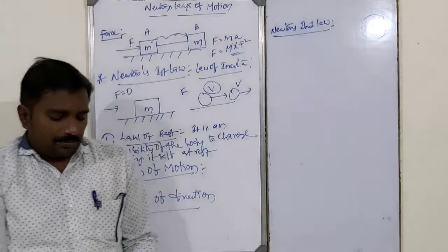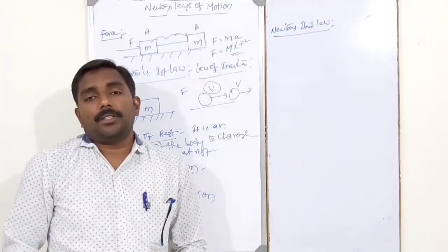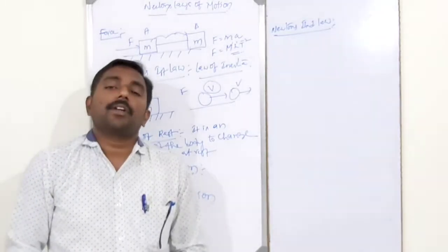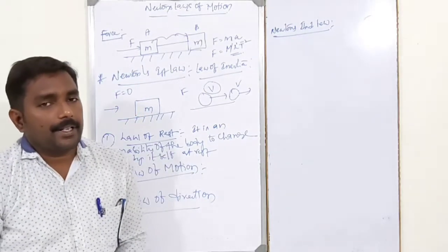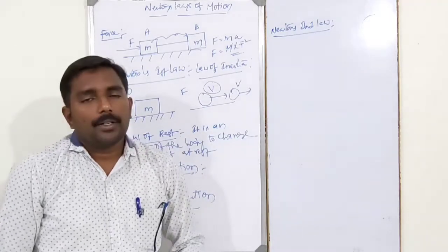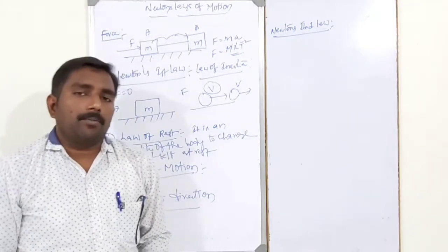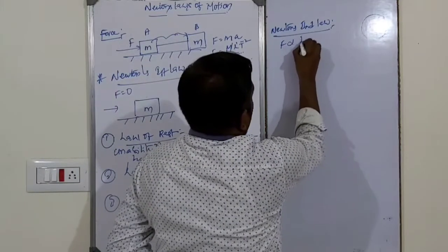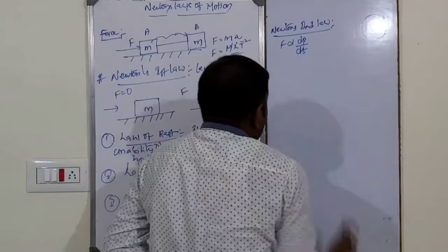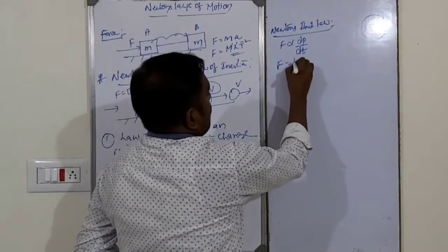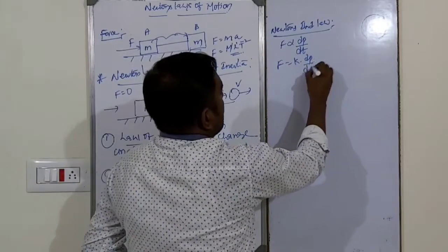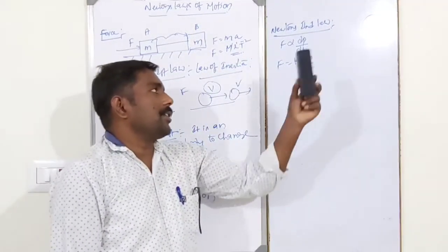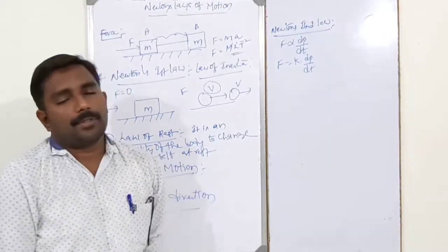So Newton's second law states that the rate of change of momentum is directly proportional to the applied force and takes place in the direction of force. That is nothing but Newton's second law. See, F is proportional to dP by dt. So F is equal to some constant times dP by dt, where in the SI system K is equal to 1. Then the rate of change of momentum is equal to the applied force.